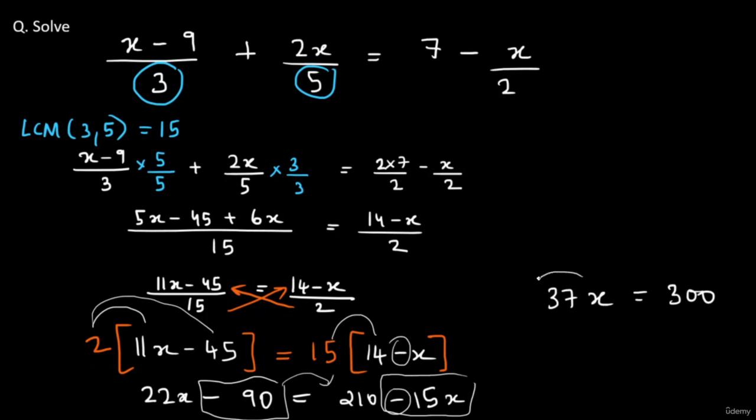Now let's take this 37 to the right hand side. So over here it is multiplication. So on the right hand side it will become division. So x is equal to 300 by 37, which is the solution to this equation.